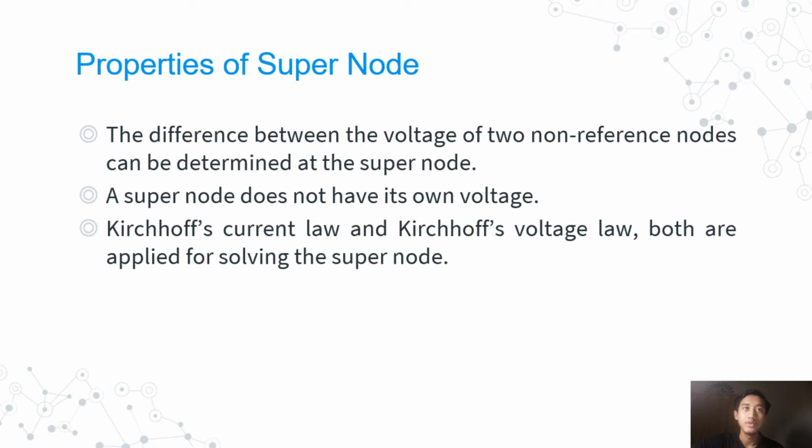The properties of supernode. First, the difference between the voltage of two non-reference nodes can be determined at the supernode. Second, a supernode does not have its own voltage. And the last, Kirchhoff's current law and Kirchhoff's voltage law both are applied for solving the supernode.